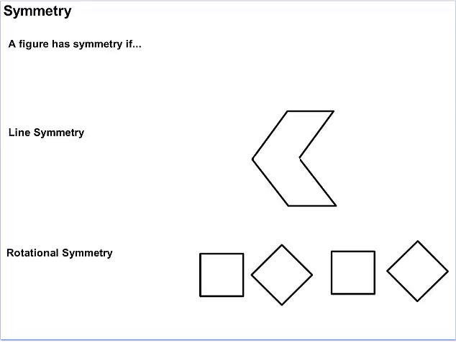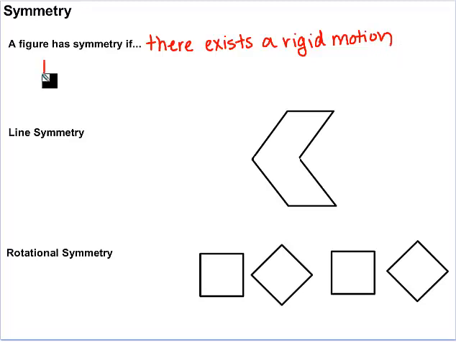This is geometry and a section on symmetry. So a figure is going to have symmetry if there exists a rigid motion that maps the figure onto itself.